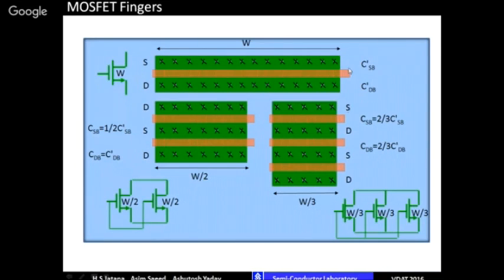But the other capacitance, CDB, is not changed, because the drain you are seeing is twice here. But if you split in 1/3, if you make it W by 3, you can see CDB becomes 2 by 3, and this also 2 by 3 you are able to do. So you have to see how many fingers. This is known as a finger. So you are connecting these 3. The circuit is the same, but the layout is different. It will make a lot of improvement in the circuit performance. So this is how layout is very, very important.